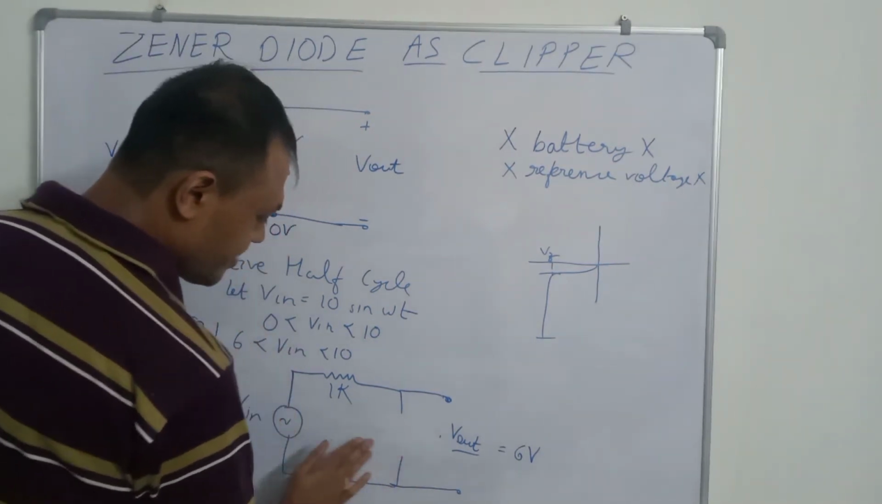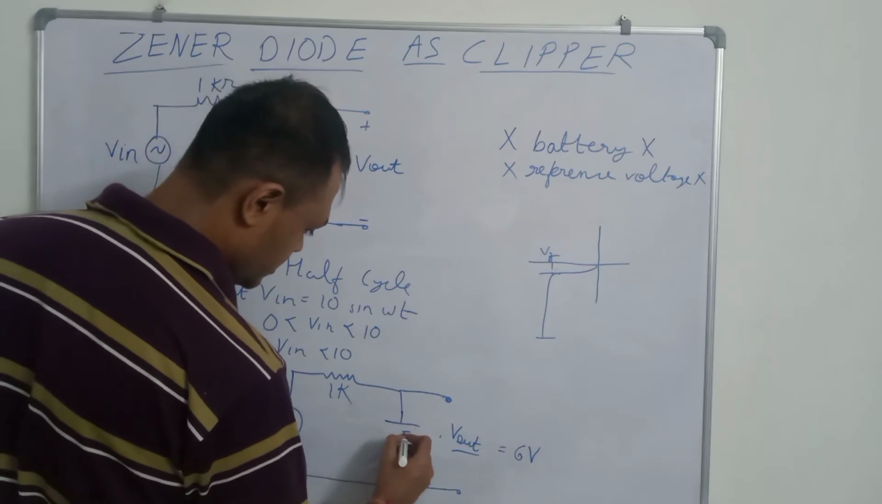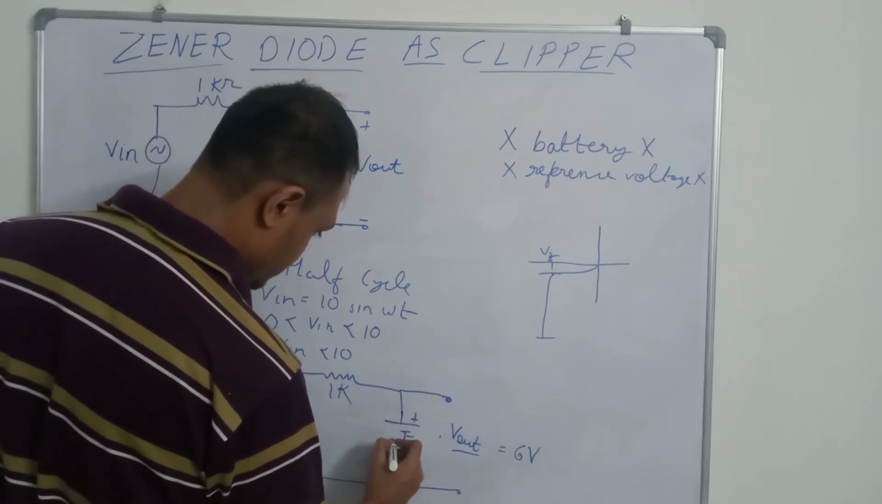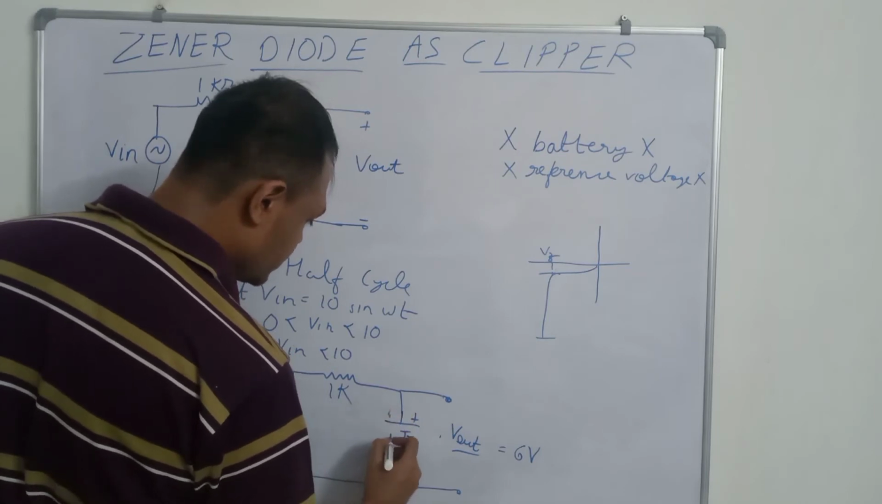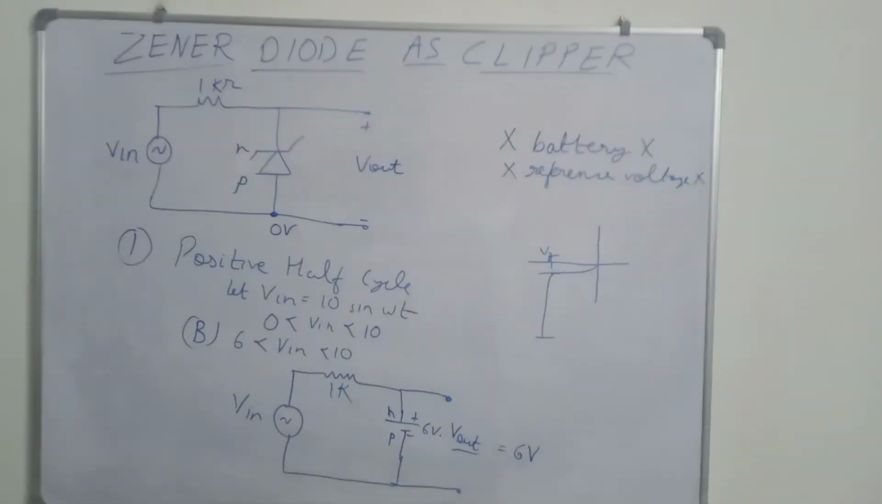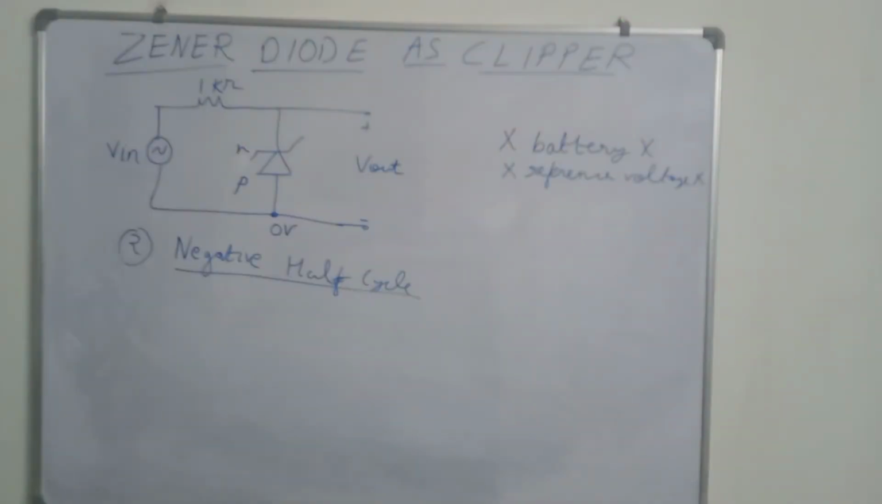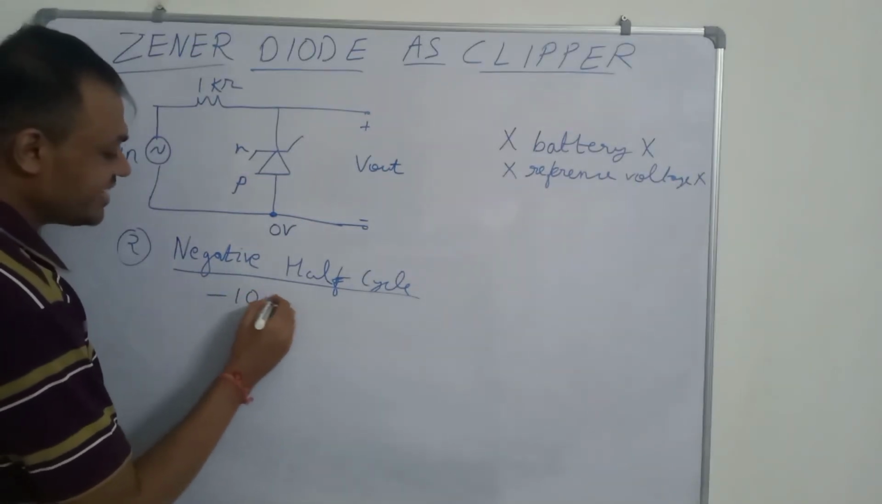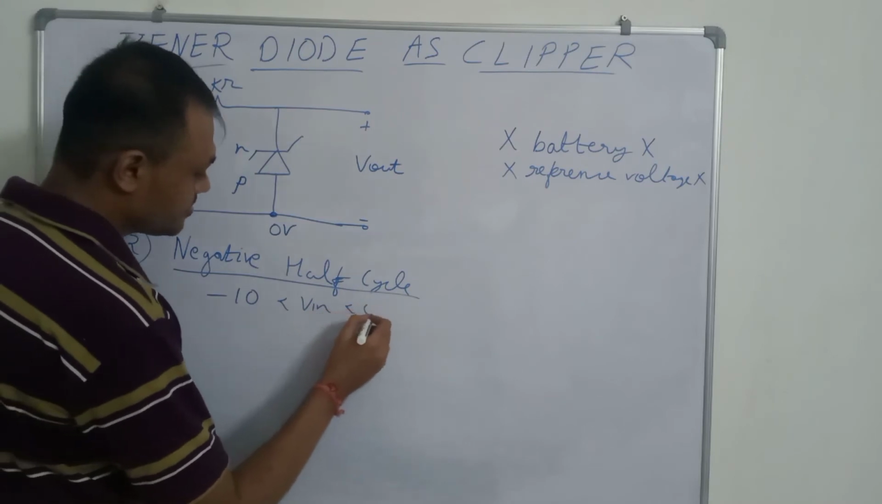We can also replace it like this. This was the P terminal, this was the N terminal, this is 6 volt. This is a better symbol, a 6 volt reference voltage. Zener diode will act as a 6 volt reference voltage. Now we have completed the positive half cycle, so we will move towards the negative half cycle. In the negative half cycle, the range of V in is minus 10 less than V in less than 0.